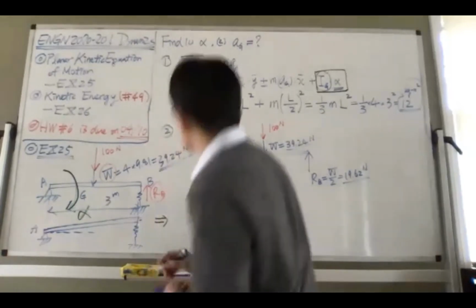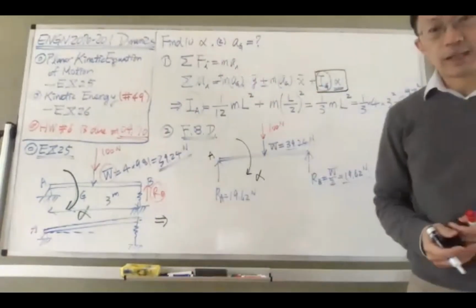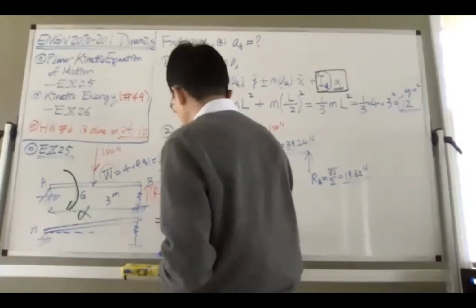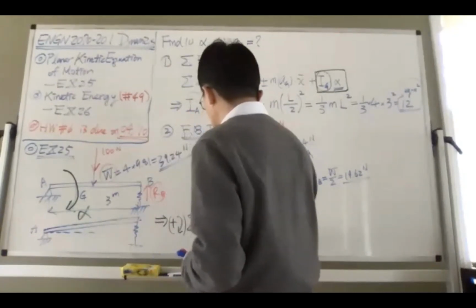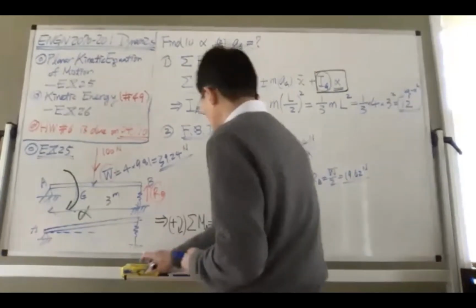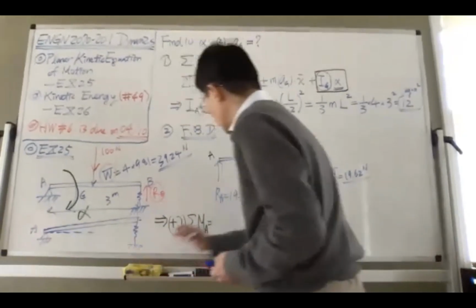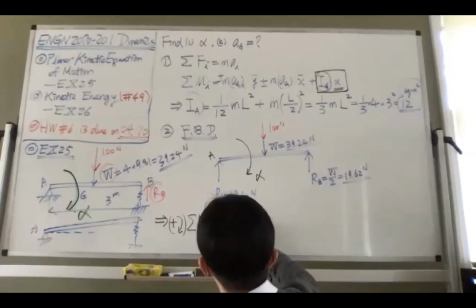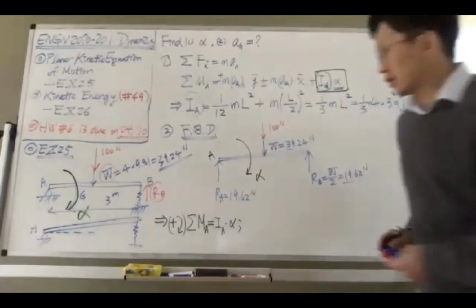Summation of all the moments, of course, in whichever direction you like to assume to be positive. Maybe we assume clockwise. Summation of all the moments equals IA times alpha. We'll do it like this.